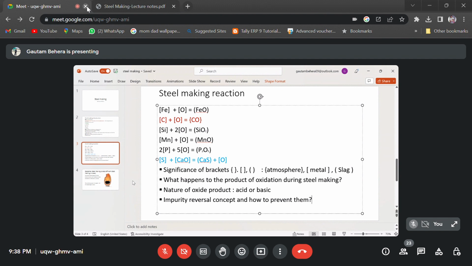Sometimes this happens actually during the steel making process. Sometimes manganese is an impurity which forms MnO. Again, MnO dissociates to form Mn and it comes to the steel. That is called the manganese hump concept. You can write it if you want, manganese hump. It means reversal of manganese into the steel again, if you reduce the temperature or during certain conditions, right?